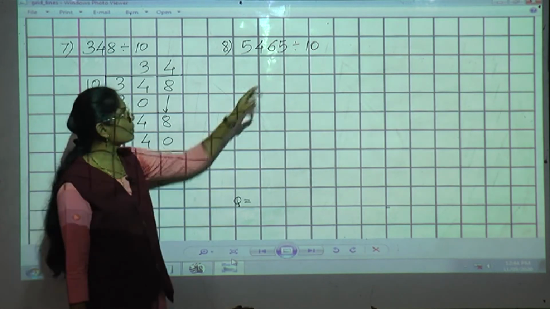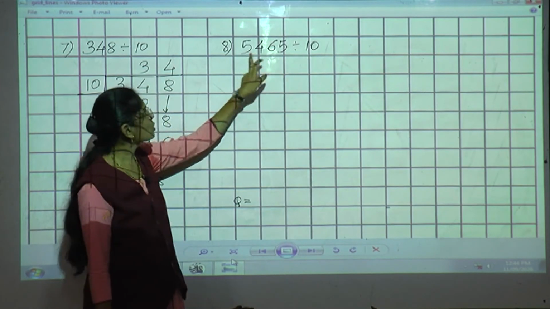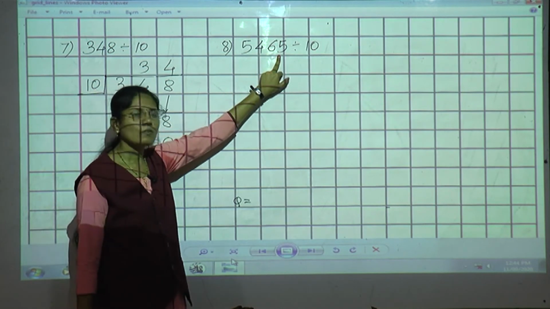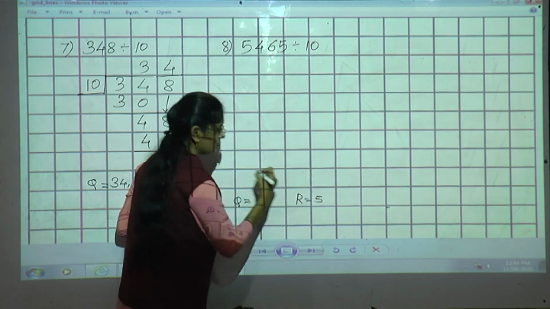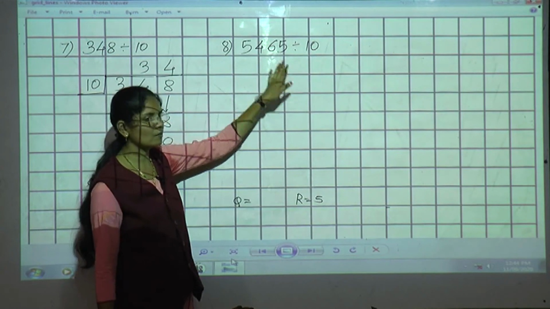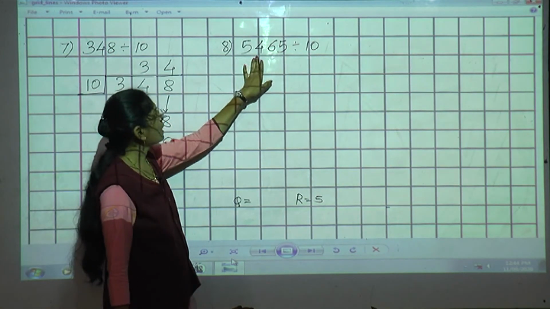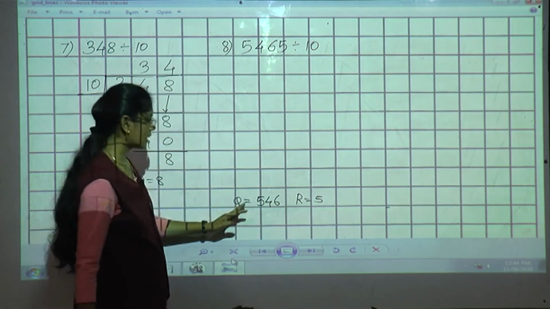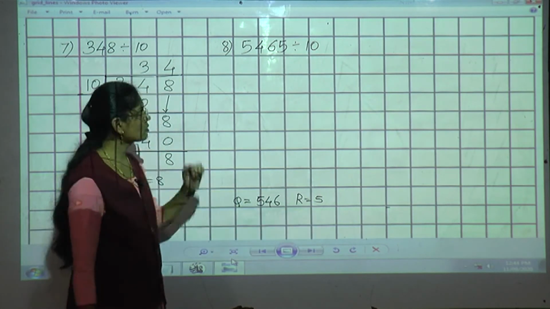Yes, the number which is at ones place will be the remainder. So see this number carefully. At ones place, which number can you see? 5 is there. So our remainder should be 5. We should get the remainder 5 only. Okay, and the remaining numbers will make the quotient. So what are the remaining numbers? 546. So after solving, we should get the quotient 546 and the remainder 5. So let us check.